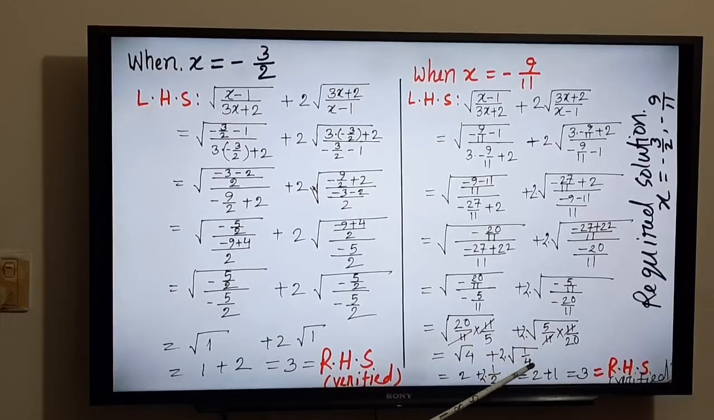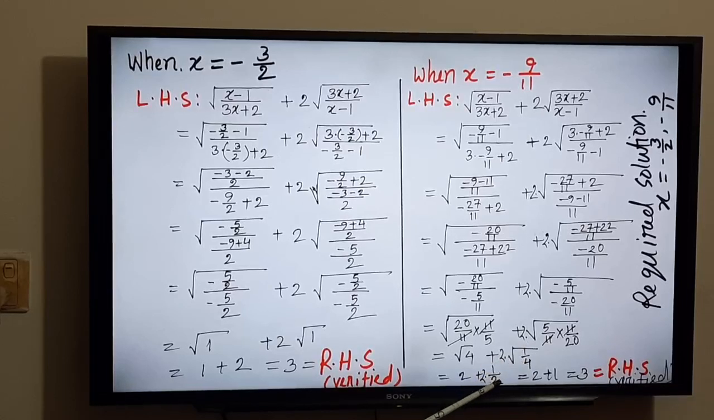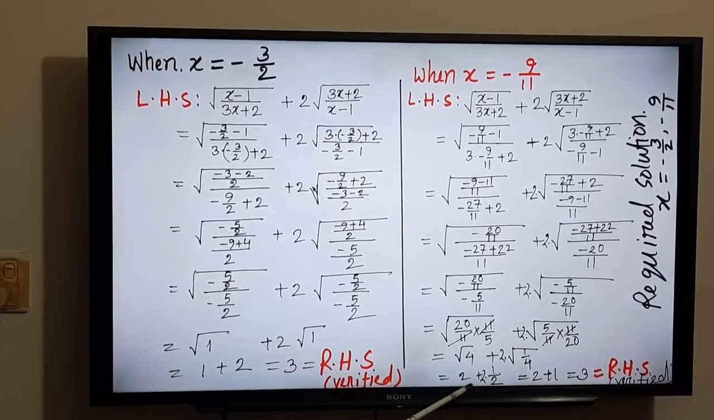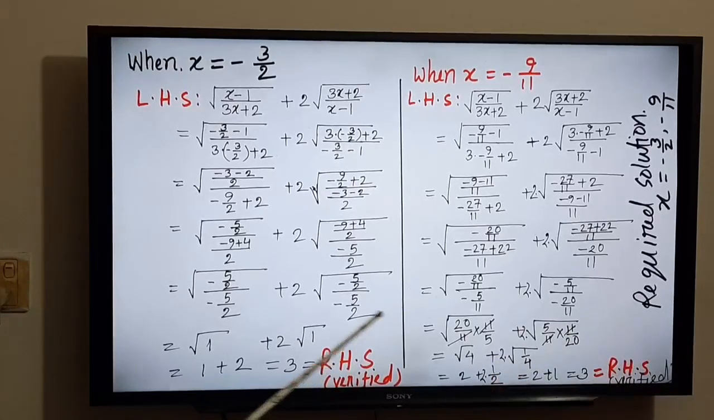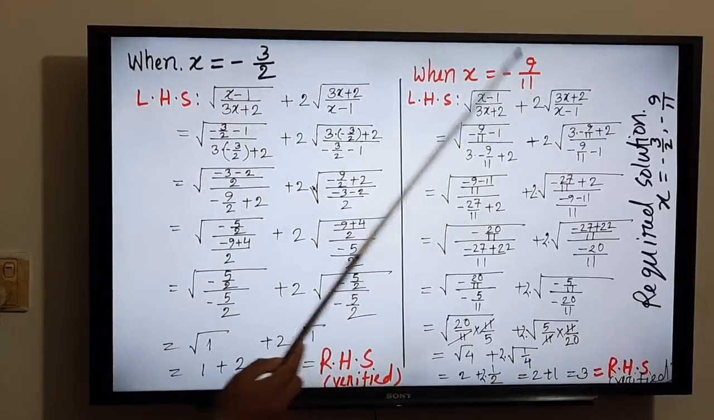So 2 into 1 by 4. If it is 4, then it will be 1 by 4, because this is the reverse term of this. So this is 2, and 1 by root 4 is equal to 1 by half. 2 and 2 will be removed, then 2 plus 1 is equal to 3, which is also equal to the right hand side. So x is equal to minus 3 by 2 and x is equal to minus 9 by 11.